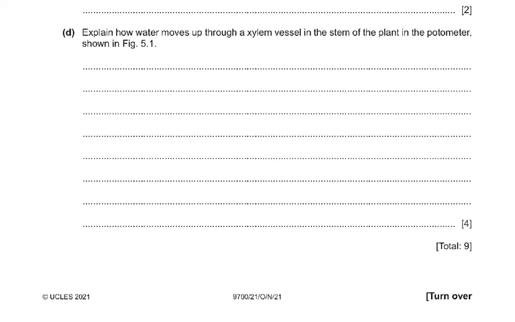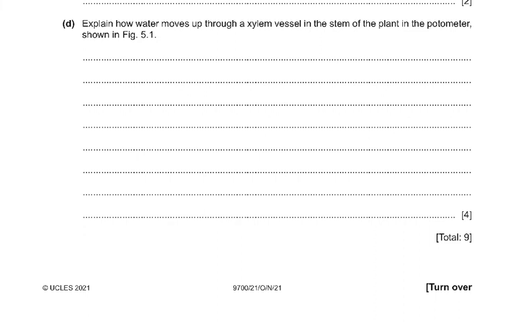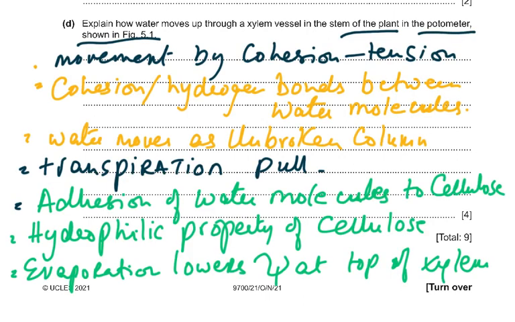Explain how water moves up through a xylem vessel in the stem of the plant. Now, this is in the syllabus. That part was not, but I just talked a little bit about the maths part of it. Explain how water moves up through a xylem vessel in the stem of the plant in the potometer shown in figure 5.1. Now, I'll try my best to explain these points to you. The movement of water up the xylem vessel is very much in the syllabus still, and the movement is by cohesion tension. Now, what is cohesion?